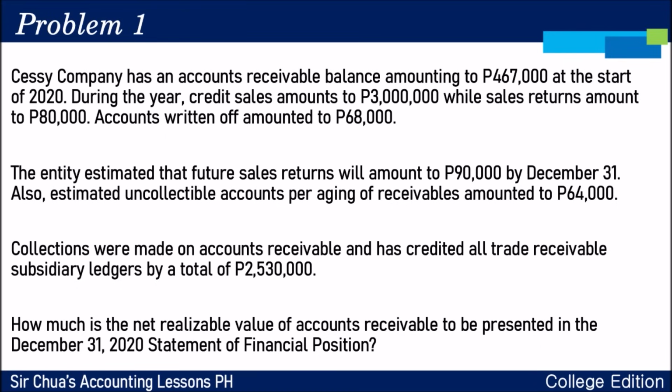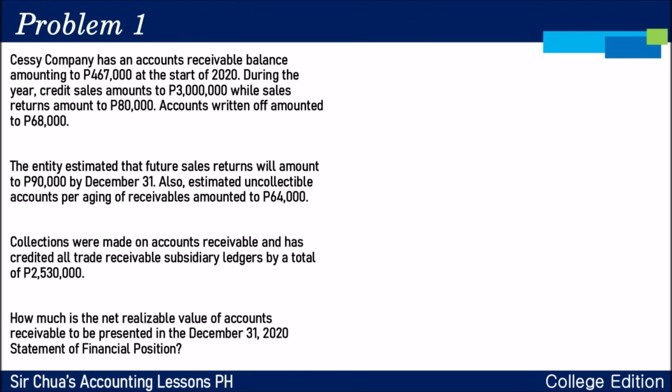Collections were made on accounts receivable and credited all trade receivable subsidiary ledgers by a total of 2,530,000. The question is, how much is the net realizable value of accounts receivable to be presented in the December 31, 2020 Statement of Financial Position? Let's answer the problem.